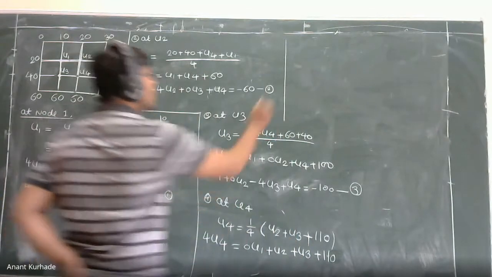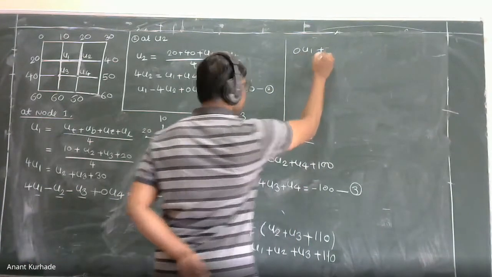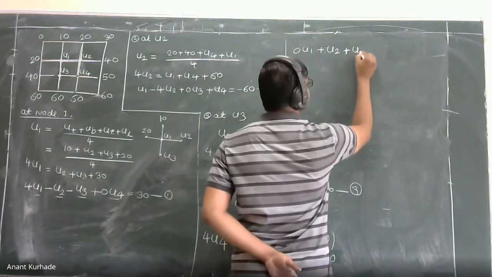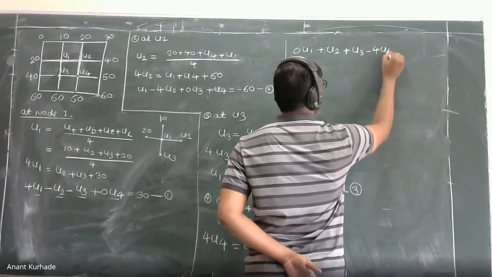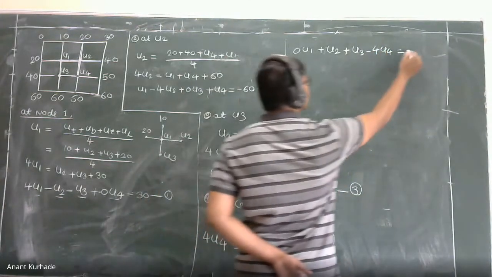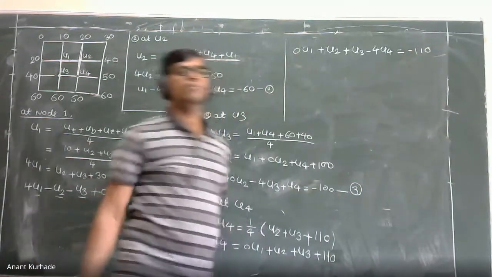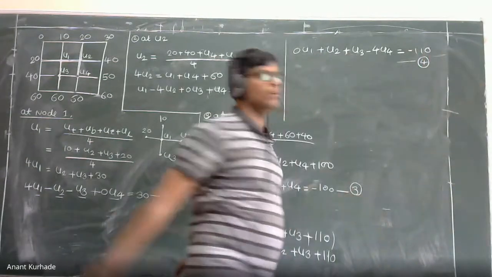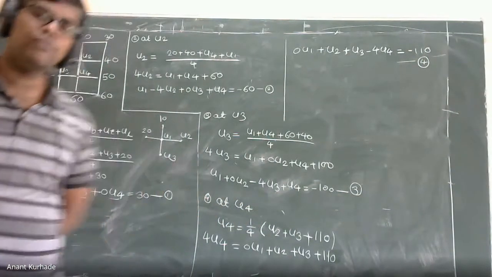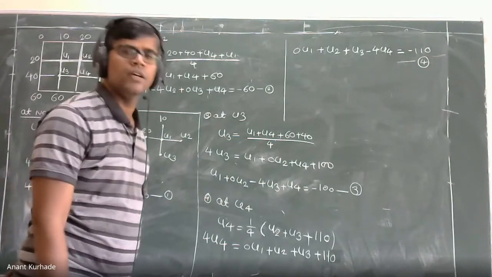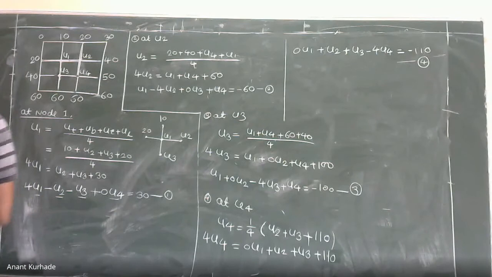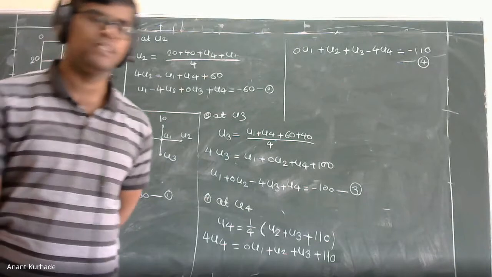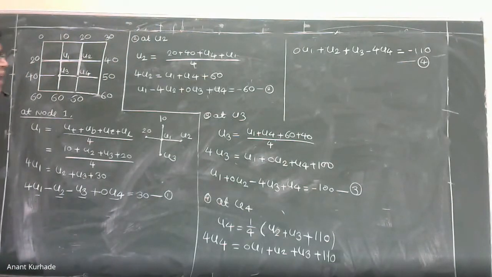So we can write 0 U1 plus U2 plus U3 minus 4 U4 is equal to minus 110. We can assign this as an equation number. So write down this. So we have 4 equations. Now we can solve this by using Gauss elimination method. Up to this, you can have this question for 10 marks. Any doubt up to this?